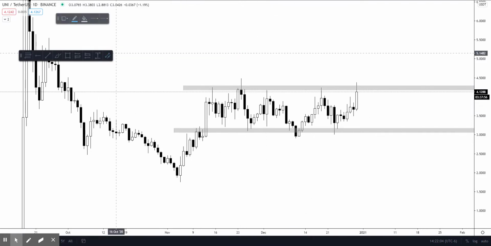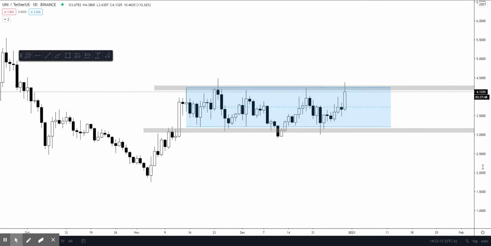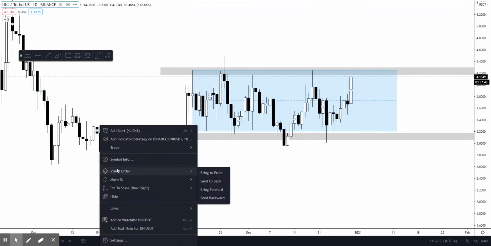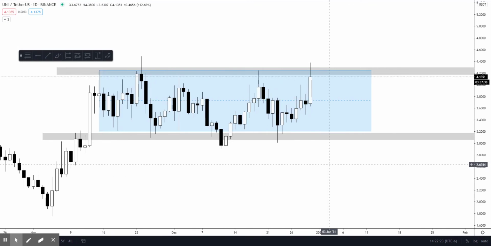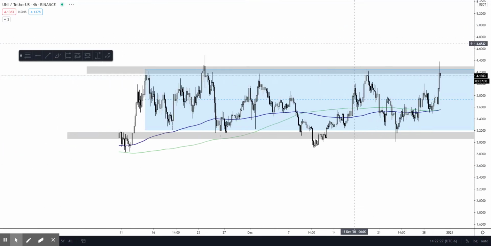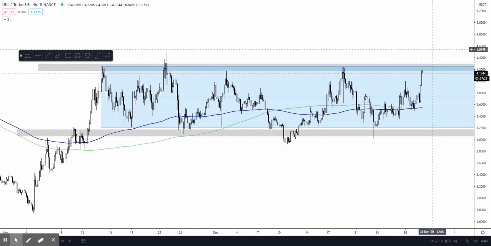So we can even go for a parallel channel and see if this does us any good. All right, yeah, I like that. So now we have a confirmed range. We'll bring price action to the front. All right. So currently, price is testing the high of this range.